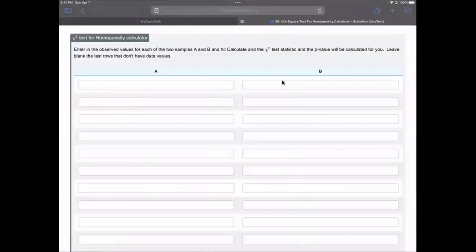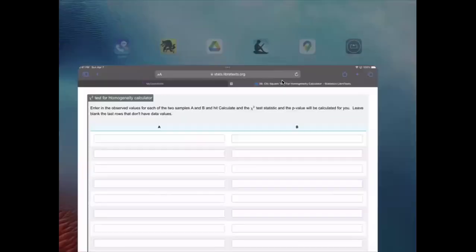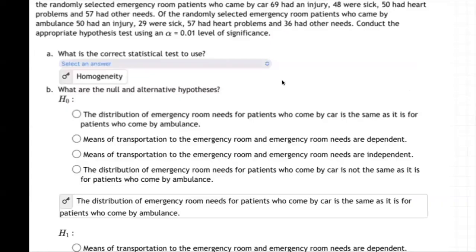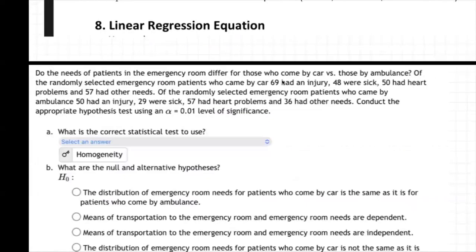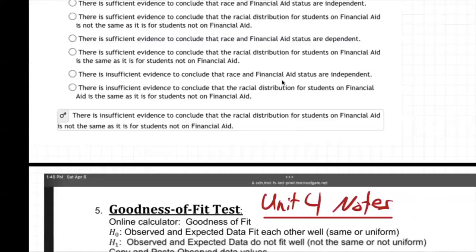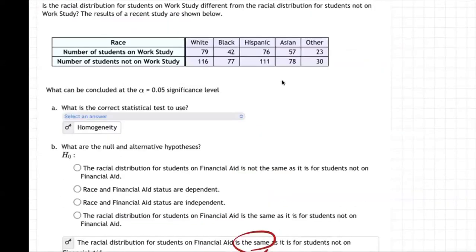It opens up, and it's basically got column A and column B. I want you to put the numbers down A and down B. So that means we've got to go back and get the numbers. What were those numbers? Where's the question? Wait, I'm in the totally wrong column there. Oh, there we go. All right, so I'm going to write them down here: 79, 42, 76, 57, 23. And then the other one's going to be 116, 77, 111.